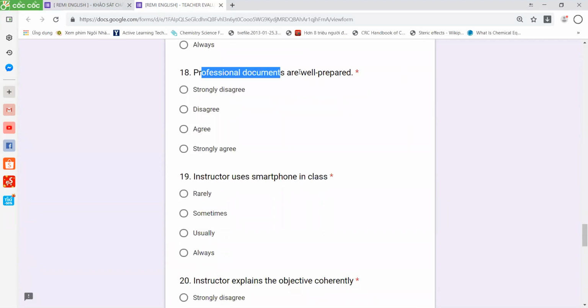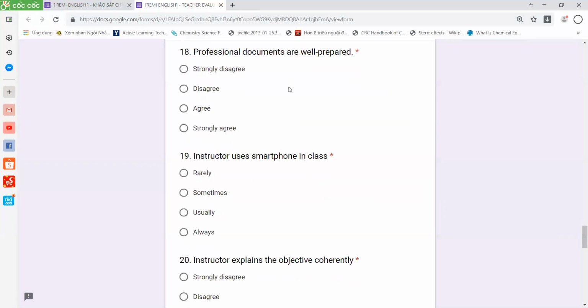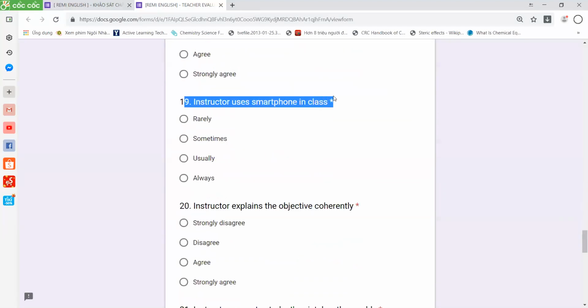Professional documents are well prepared. You have to prepare your teaching thoroughly. Yes, this is a very important thing.